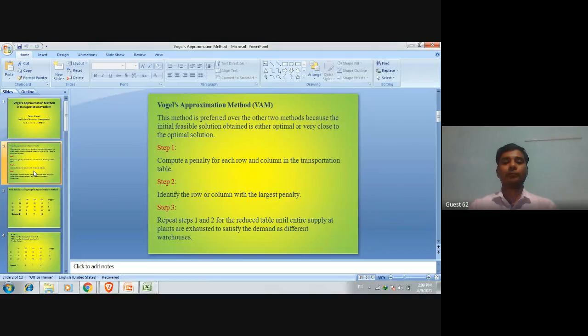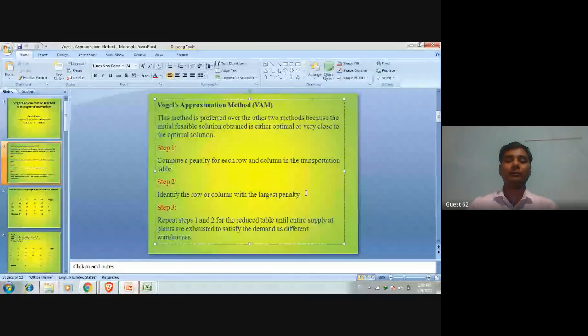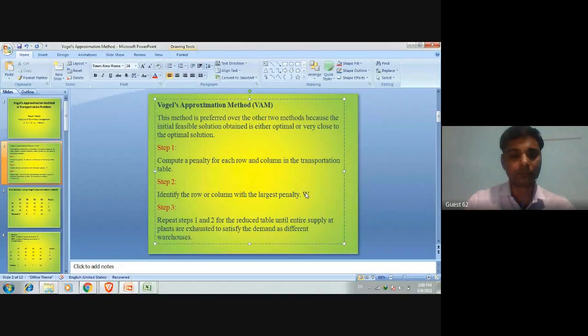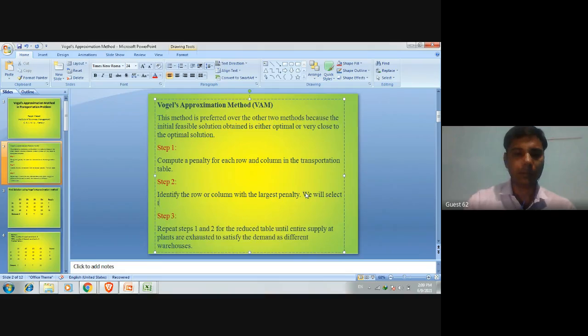and supply. Okay, let me write here. After identifying the row or column with the largest penalty, we will select the minimum per unit transportation cost on that row or column.